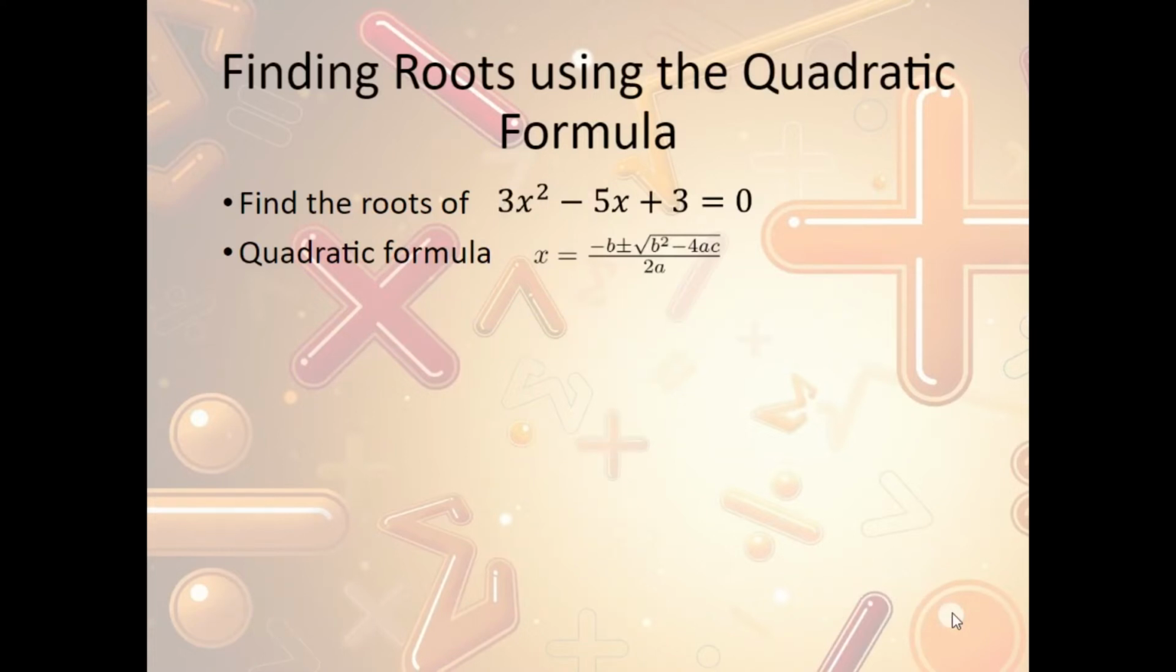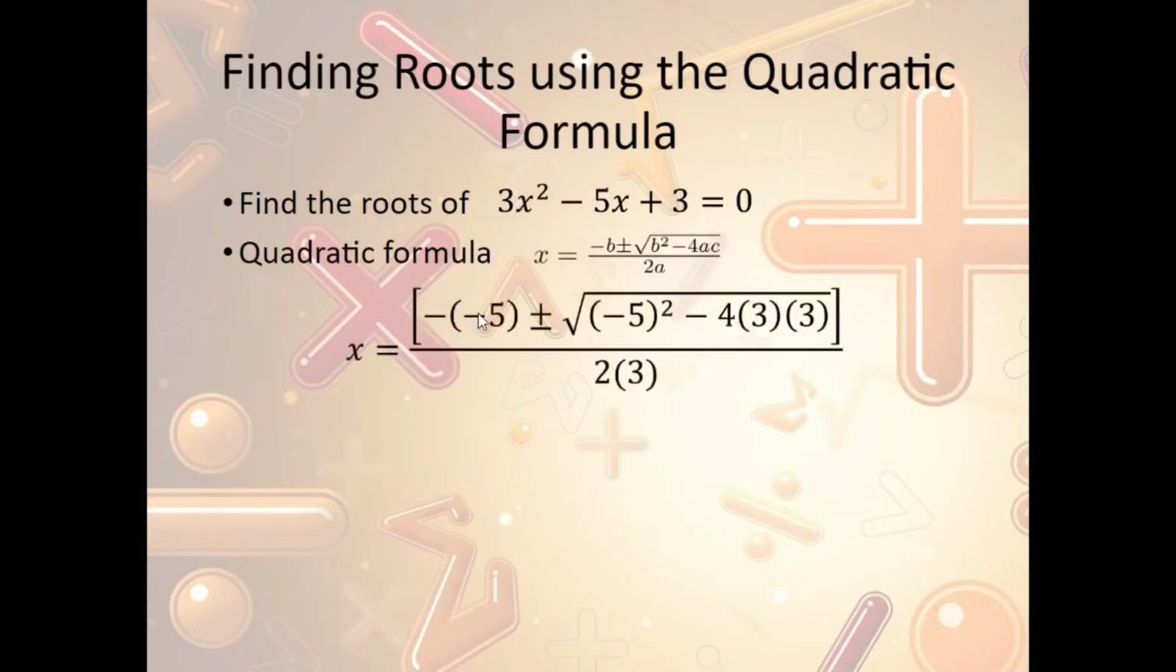Let's look at one more example. We have 3x squared minus 5x plus 3 is equal to 0. So we plug everything in, and we end up with negative 5 plus or minus the square root of negative 5 squared minus 4 times 3 over 2 times 3. And when we simplify that, negative 5 is positive 5. Negative 5 squared is just 25. And then negative 4 times 3 is negative 12. Times 3 is negative 36. And then 2 times 3 is 6. So we end up with 5 plus or minus the square root of 25 minus 36 over 6.